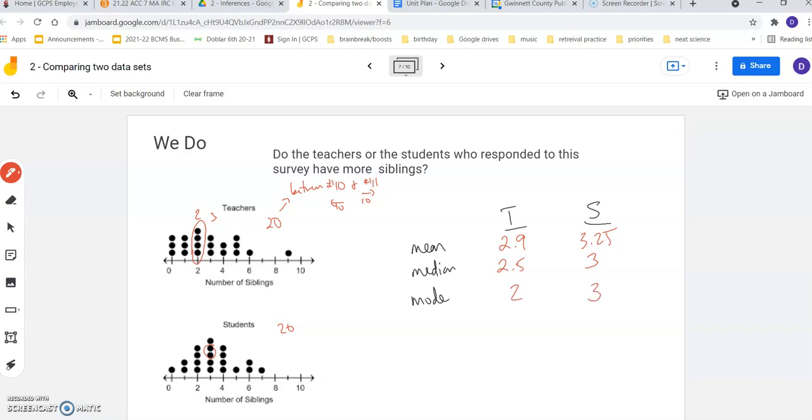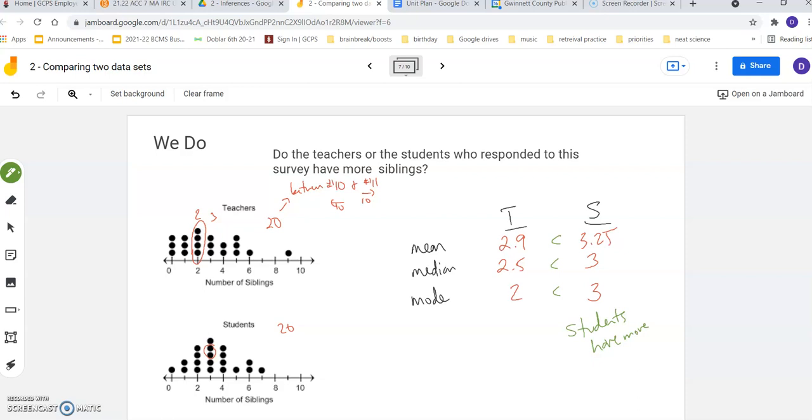So it looks here like pretty obviously, this is nice when it works out this way, students were actually higher in all 3 categories. So I think that's a fairly certain answer that students have more.